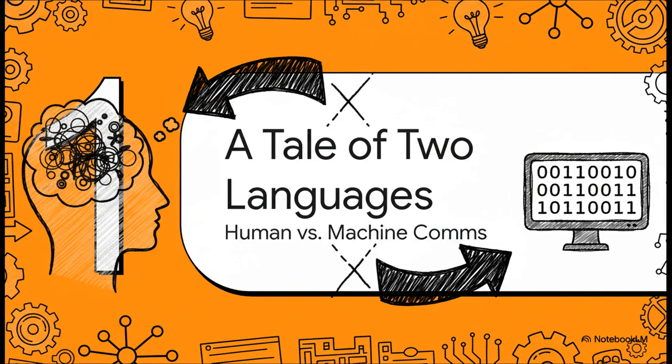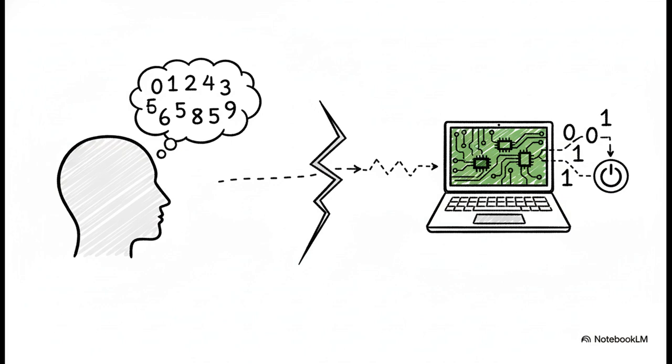So, what we're really talking about here is a massive translation problem. We think in one way, and machines, well, they think in a completely different, way simpler way. Let's take a look at just how different they are. So on one side, you've got us. We grew up using the decimal system, base 10. We have 10 digits, 0 through 9, and it just feels natural. It's how our brains are wired.